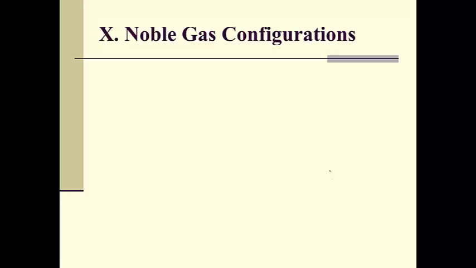Now, noble gas configurations. When you had to write out the configurations for some of your ions, it turned out to be really long. Noble gas configurations are not just for writing the configurations of noble gases. It's for writing the electron configuration of any atom or ion.